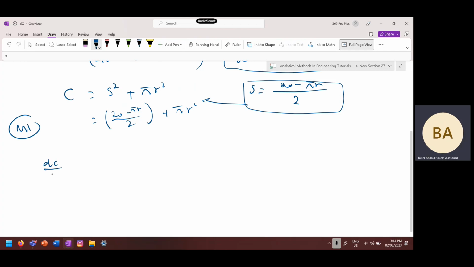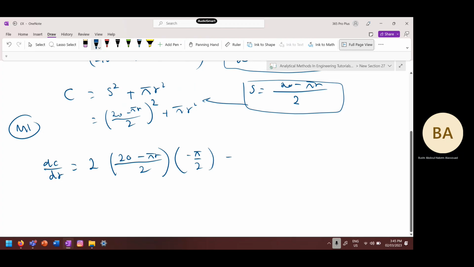So you'll have dc over dr. Yeah, there's a square here. Anyway, dc over dr. We will use the chain rule to make this simple instead of expanding the brackets. Okay, and the differentiation of what's inside the bracket is negative pi over 2 plus 2 pi r, which is always equal to 0. Sorry, not pi r squared, it's 2 pi r.